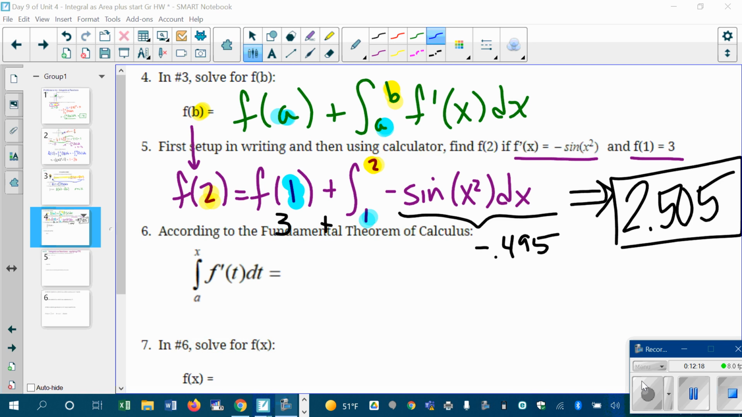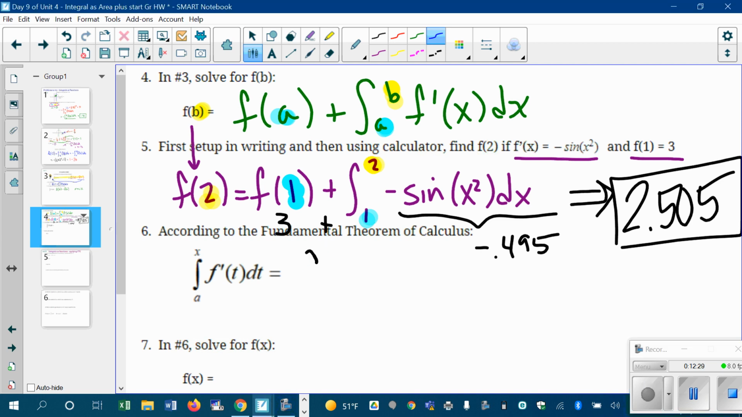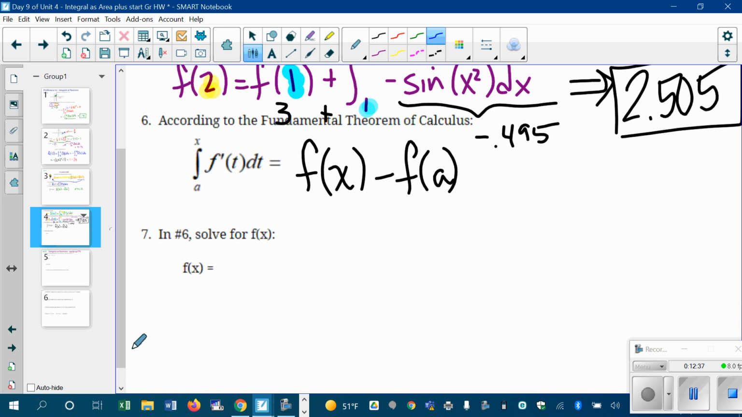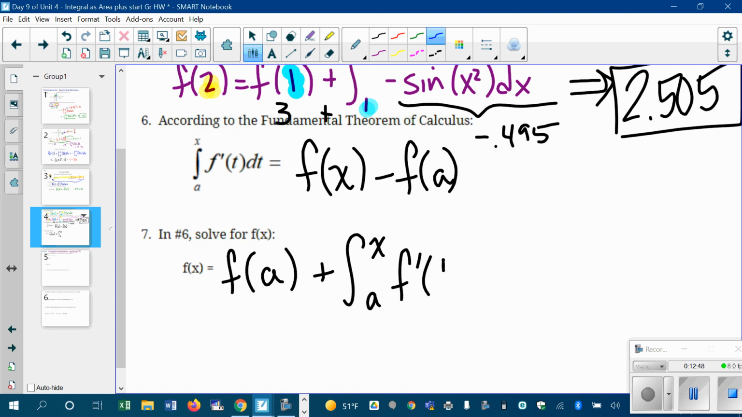So that shows an application of the general idea that is as follows. If I have f prime and bounds a and x, I know anti-differentiating f prime is just going to give me the function f. I put in my bounds accordingly. And then you can see if I want to isolate for f of x, make myself a new function, that's f of a plus this integral from up above.